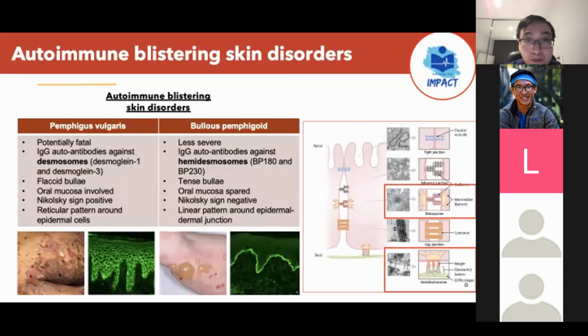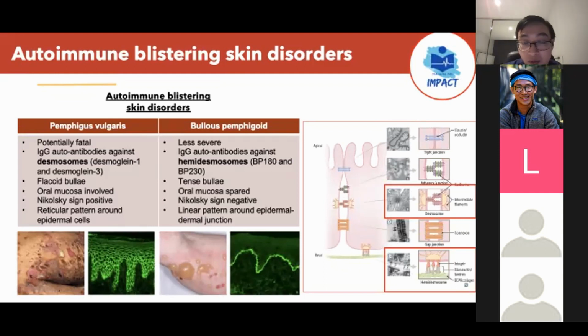So one is pemphigus vulgaris, which is a potentially fatal, very severe condition. And the second is bullous pemphigoid, which Lakshay mentioned. It's less severe, but still annoying, as you might anticipate. So to understand how these two conditions are different, I think it might be worth briefly revising some undergrad molecular biology. So epithelial cell junctions.